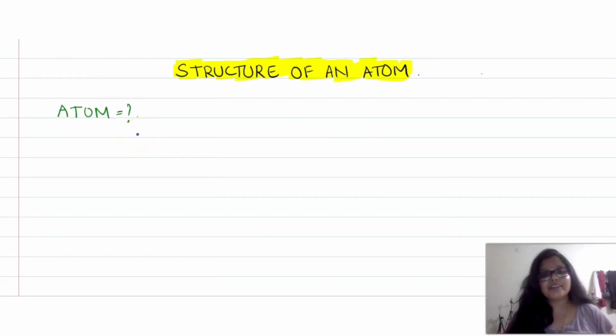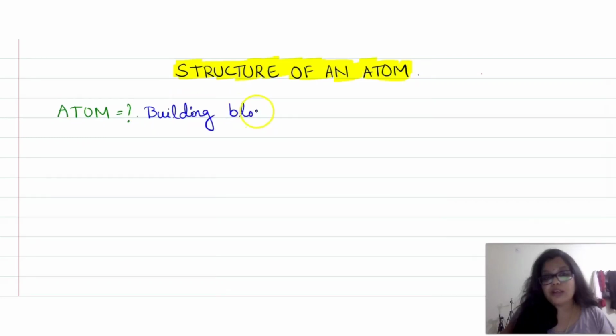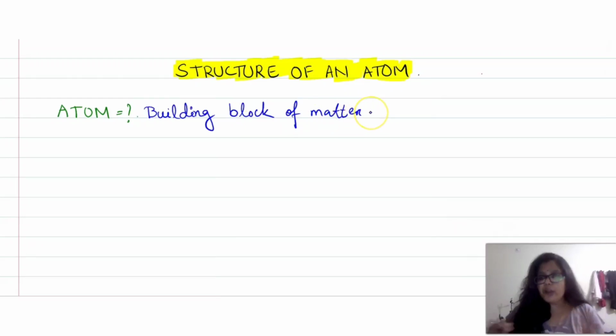Basically, you have already studied that atoms and molecules are the building blocks of matter. So what is an atom? It is a building block of matter. When we talk about the building block of matter, what do we mean by matter? Matter means anything that has mass and occupies space. Anything that has mass and occupies space is termed matter.